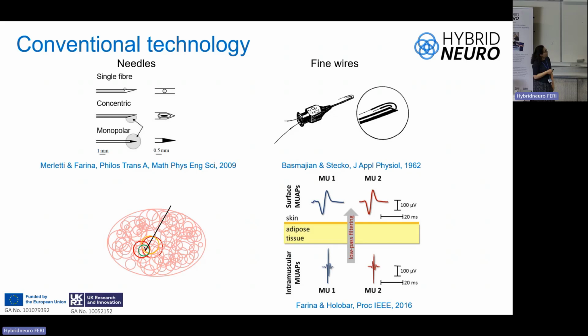So basically, these are potentials recorded within the muscle. When you place the electrode on top of the skin, the fat layer and the skin act as a low-pass filter, and they smooth the action potentials so that they get a larger time support.